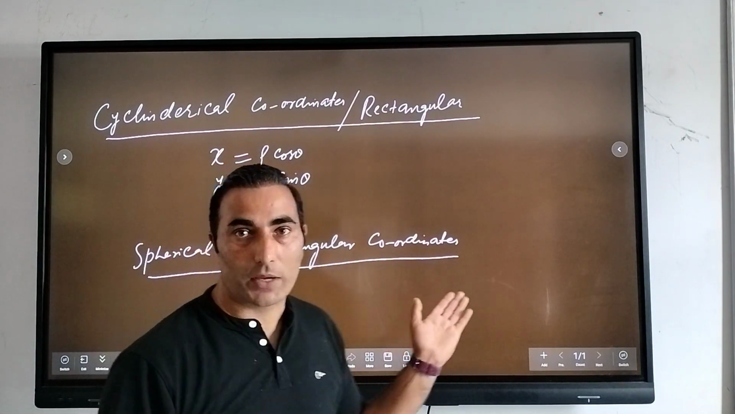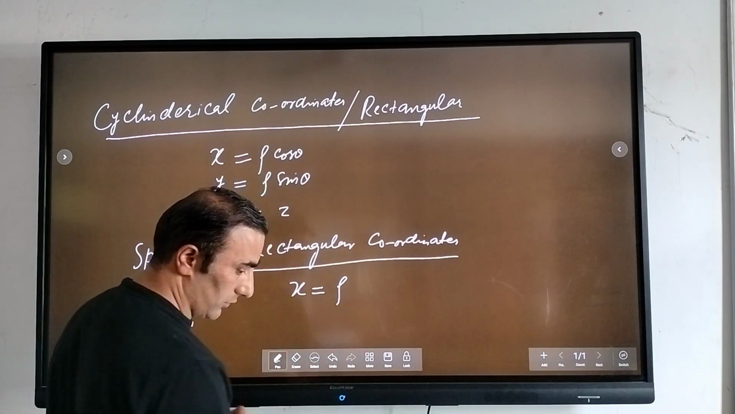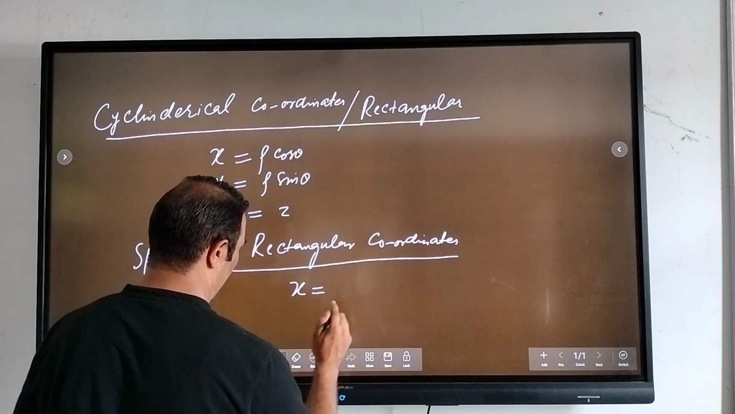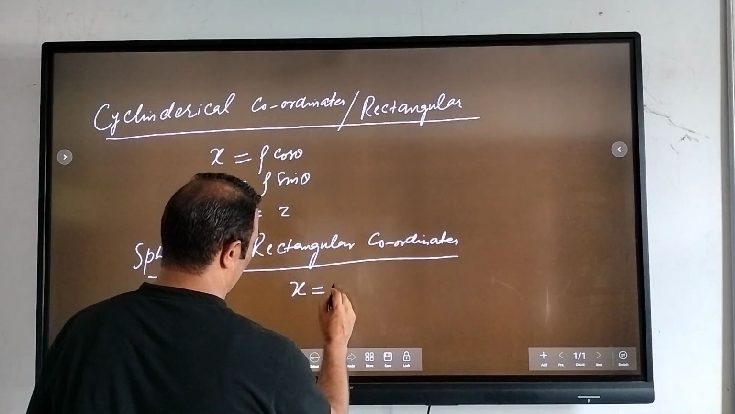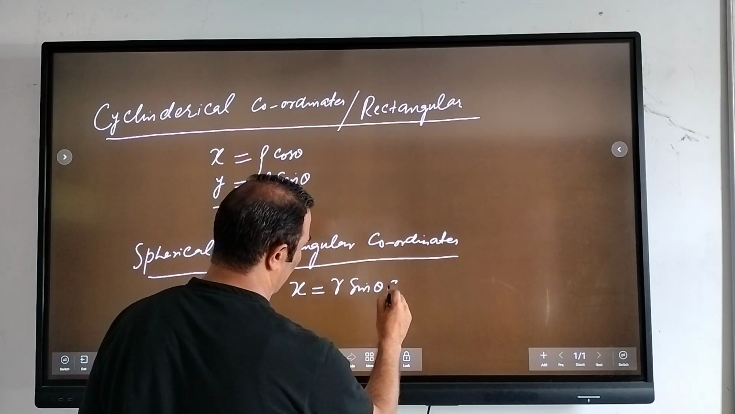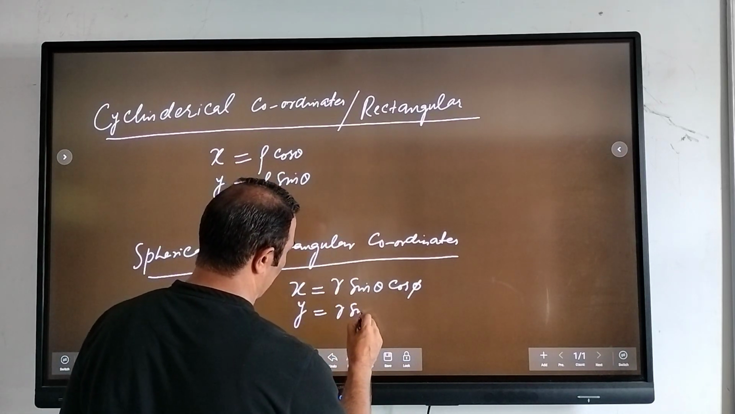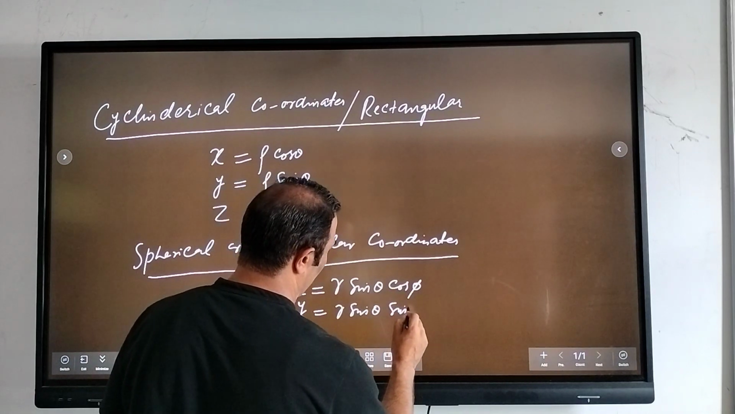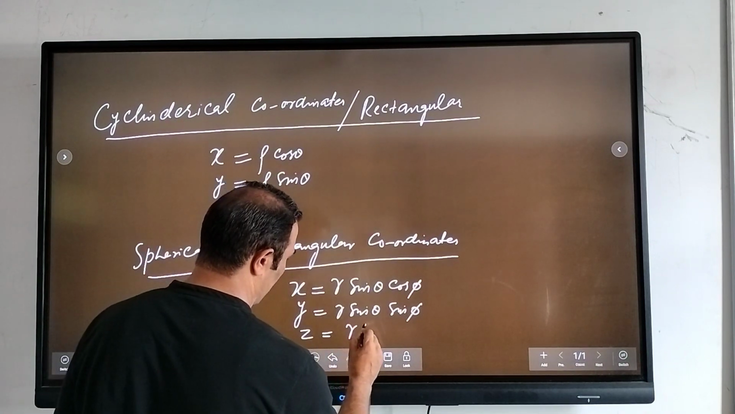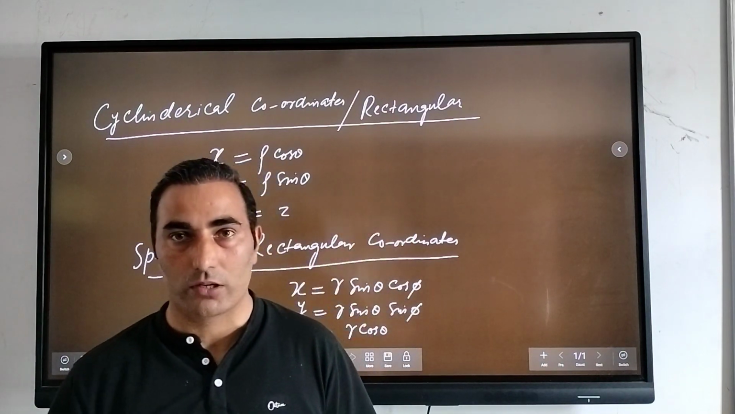so we can also relate these spherical and these rectangular coordinates by these relations as x equal to rho, or you can write this as sin theta cos phi. So this is how you can relate these spherical coordinates with these rectangular coordinates, right?